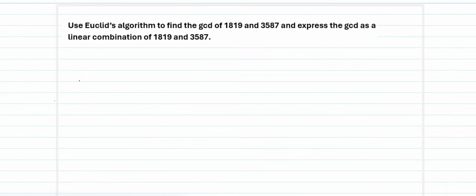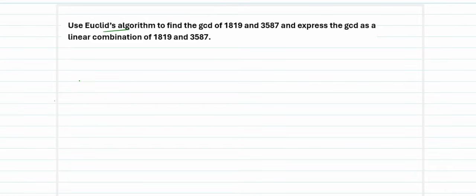Fine. Question number 2, use the Euclid's algorithm to find the GCD of 1819 and 3587 and express the GCD as a linear combination of 1819 and 3587. So first is to find the GCD of the value.